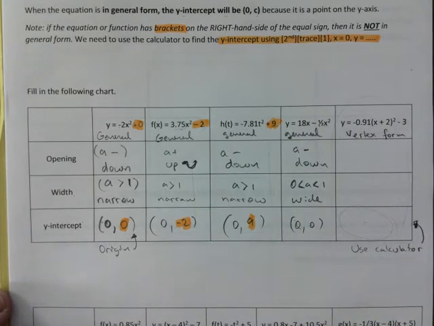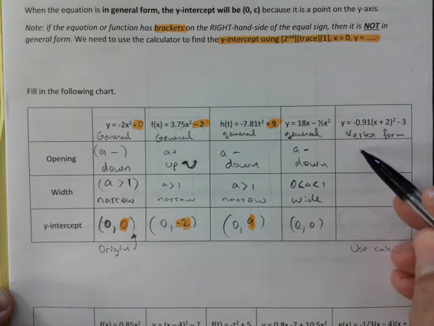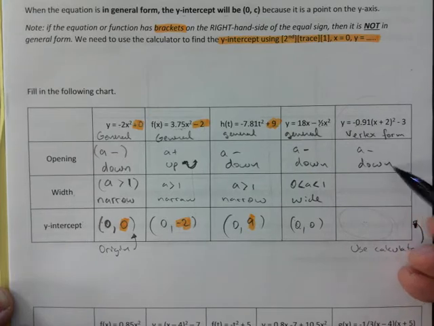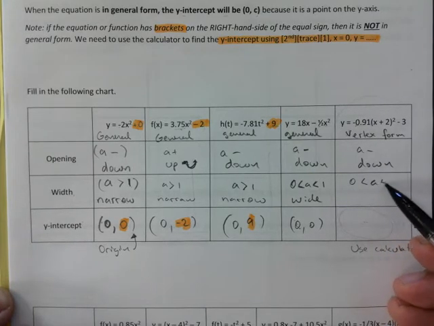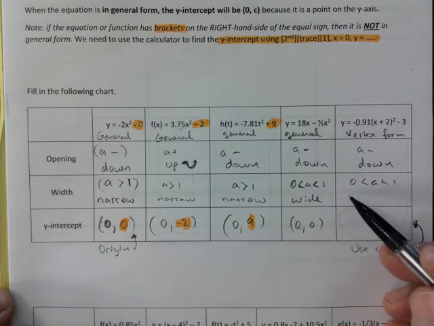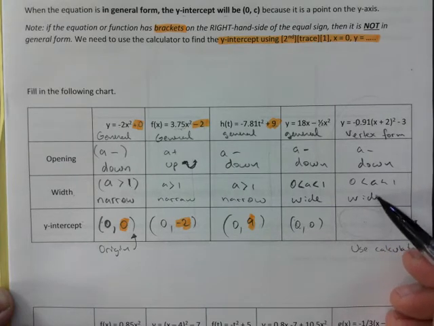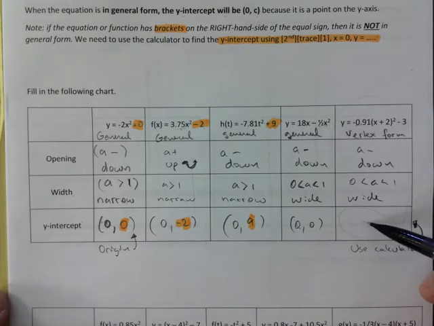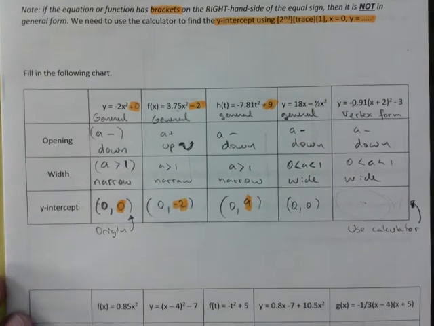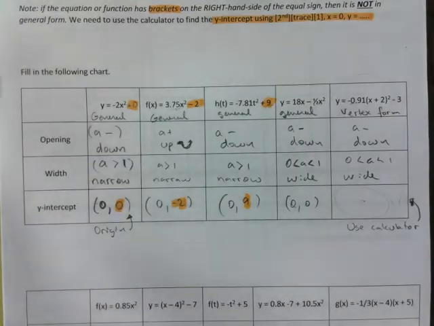Vertex form. This is still A, so A is negative. This will be pointing down. This is where A is between 0 and 1, so this would be a wide one. And how do I do that? I will risk it. We're doing good on time.